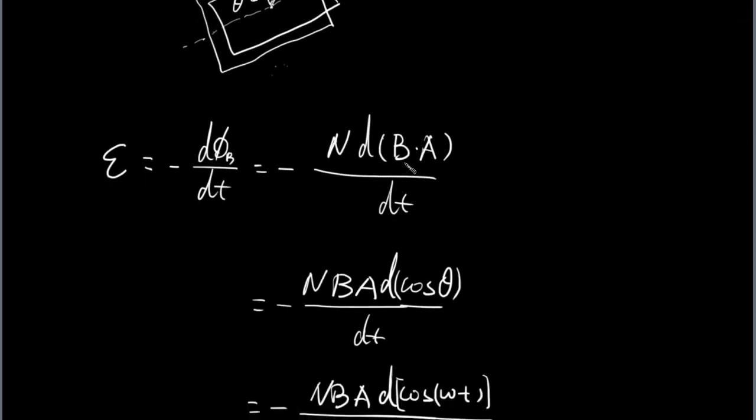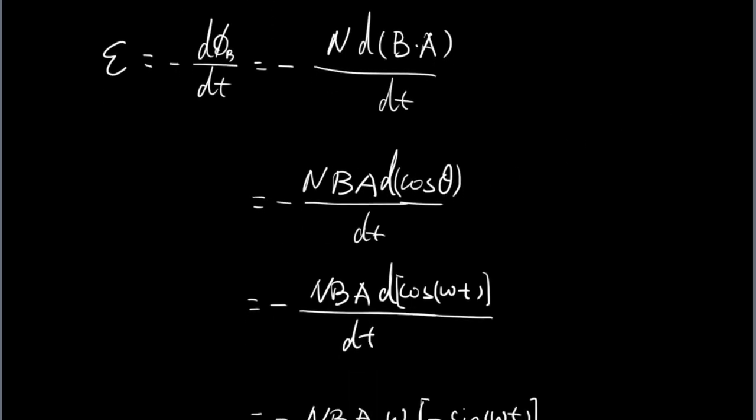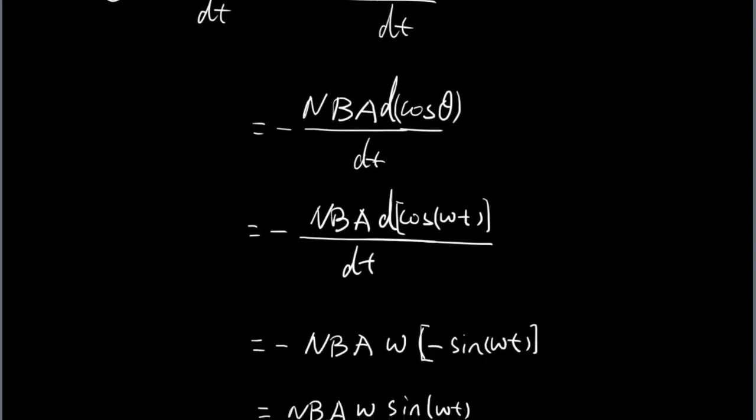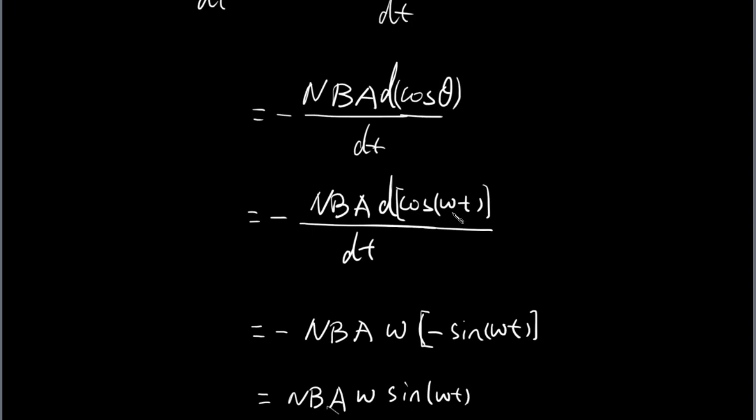So BA is a constant, and cosine theta is a function of time. The angle theta is omega t. Omega is angular speed.